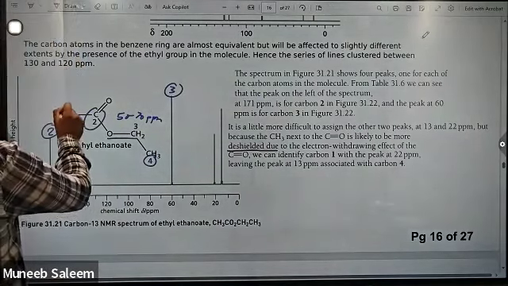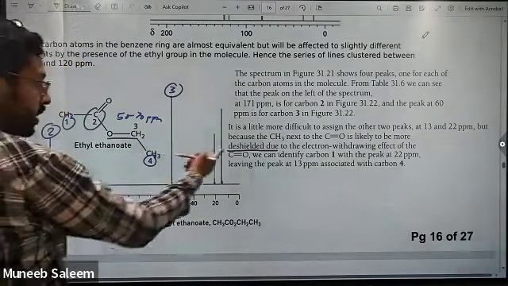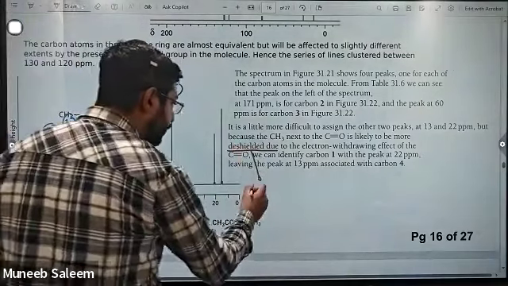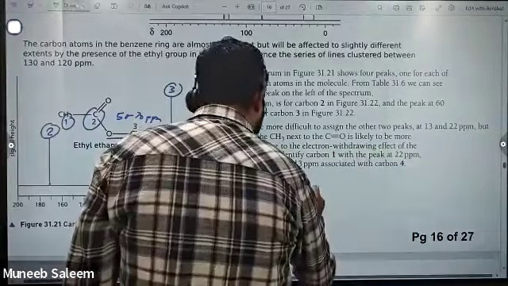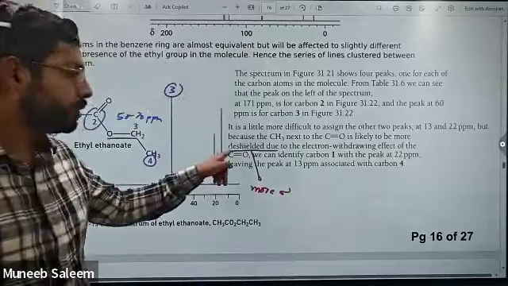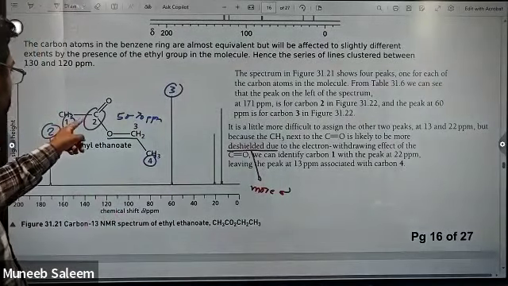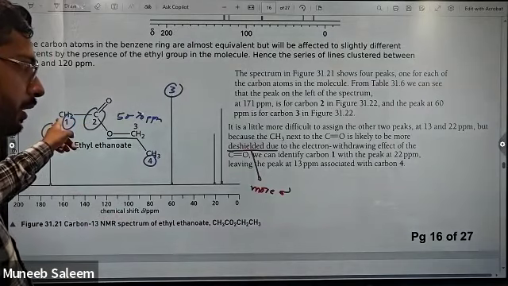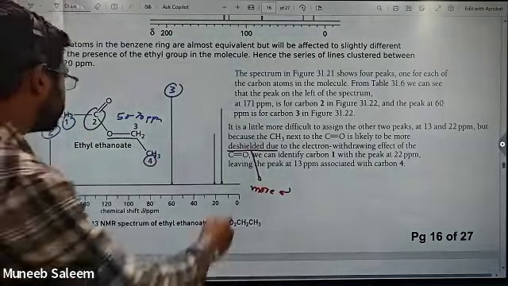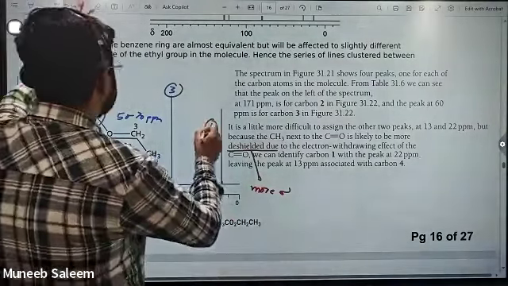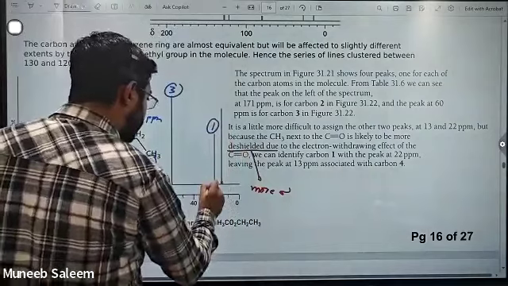So carbon 1 is over here. Deshielded means having more chemical shift value. The one which is more deshielded has more chemical shift value. So the part which is next to the carbonyl group is given carbon number 1, and this is represented over here. This is carbon number 1 having a value of 22 ppm.